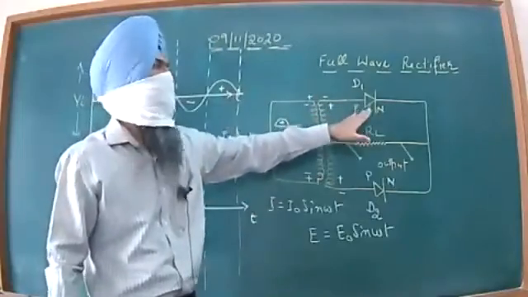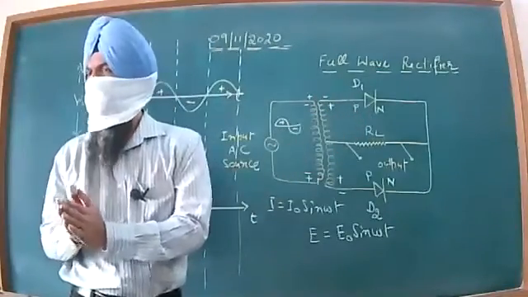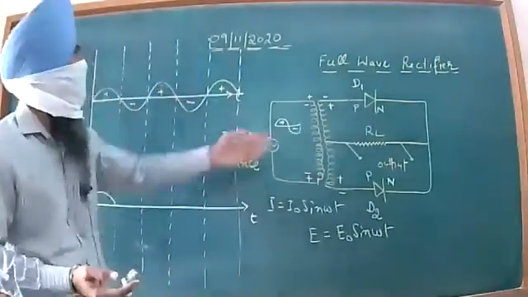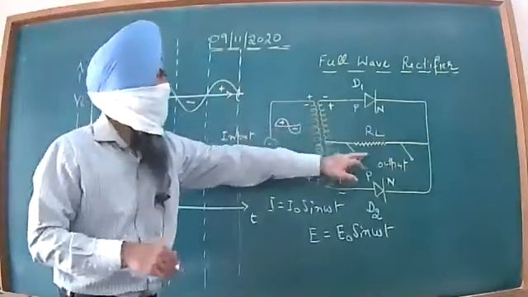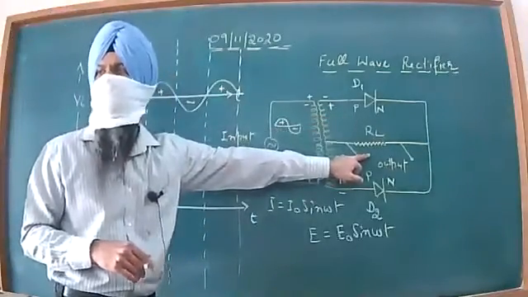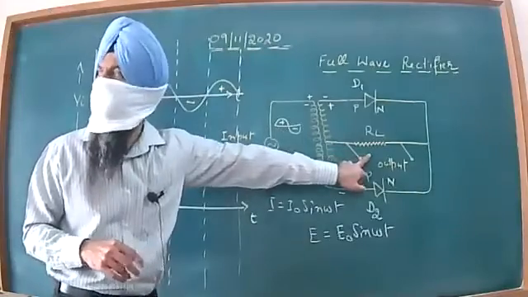This will mean that D1 diode is now forward biased. And when it is forward biased, beta, D1 diode will conduct and it will contribute towards the output that we are taking across your load resistance RL.